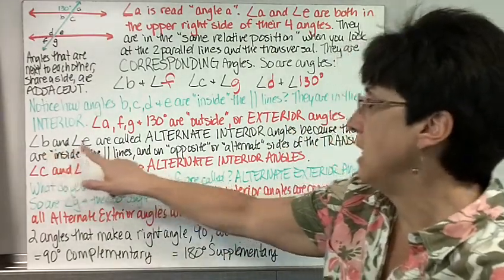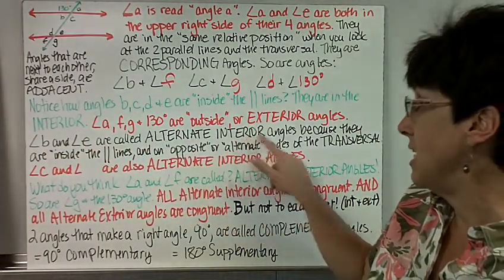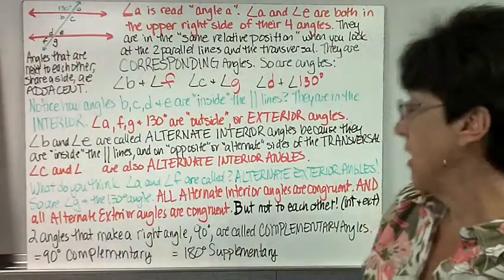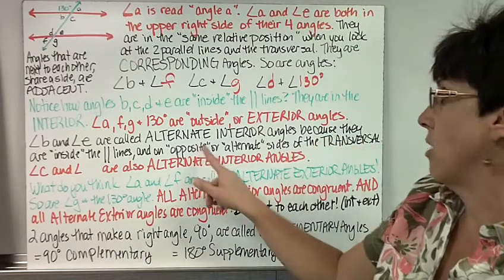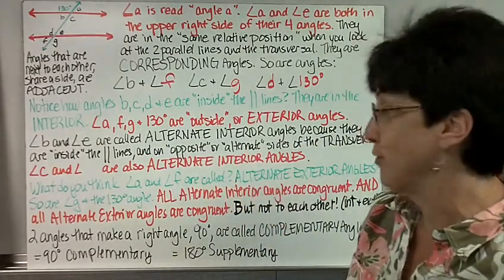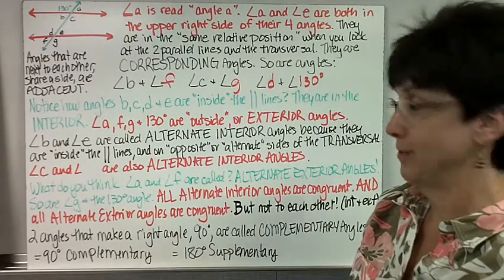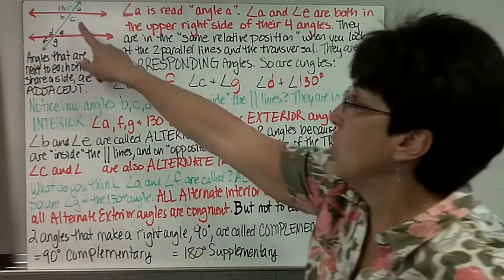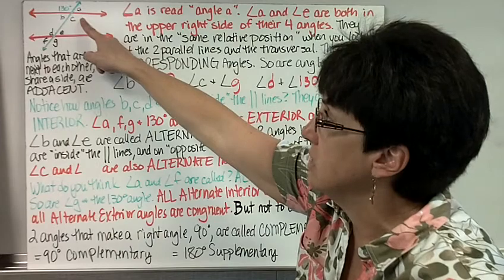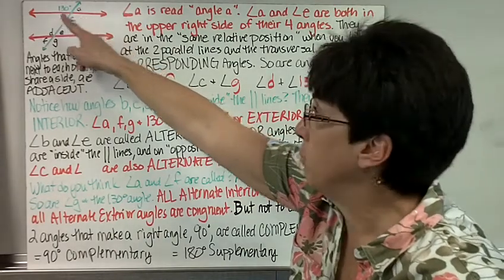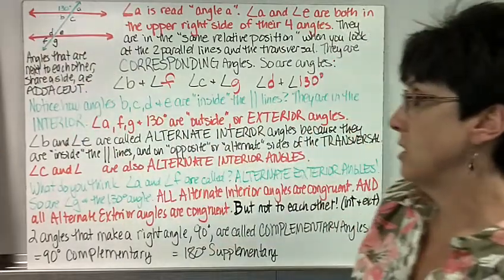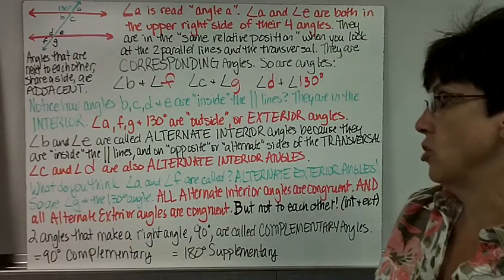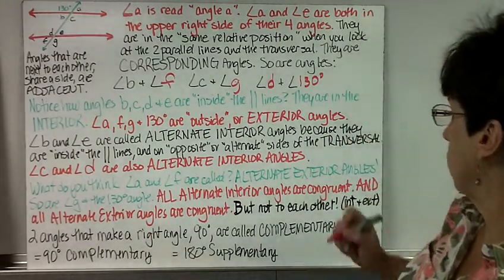So angle B and E are called alternate interior angles, because they are inside the parallel lines and they are on opposite or alternate sides of the transversal. And they are congruent. What would be the alternate interior angle with angle C? Go to the other side of the line, and stay inside the parallel lines, so it has to be angle D. Angle C and angle D are also alternate interior angles, and they are congruent. I think I wrote that down here.